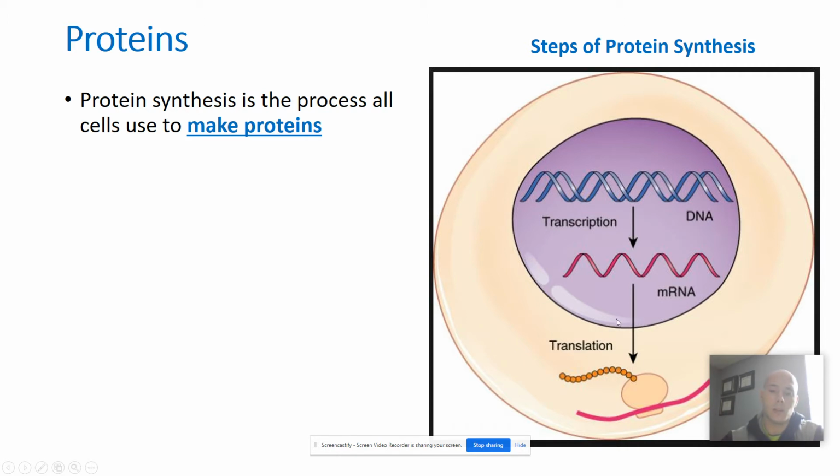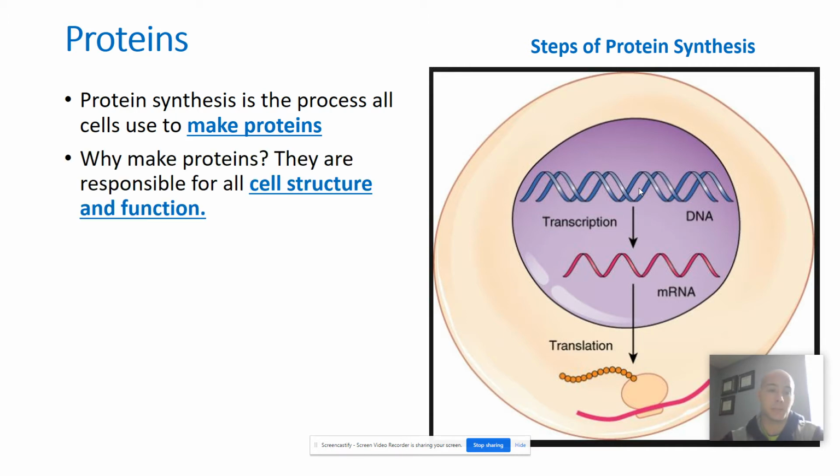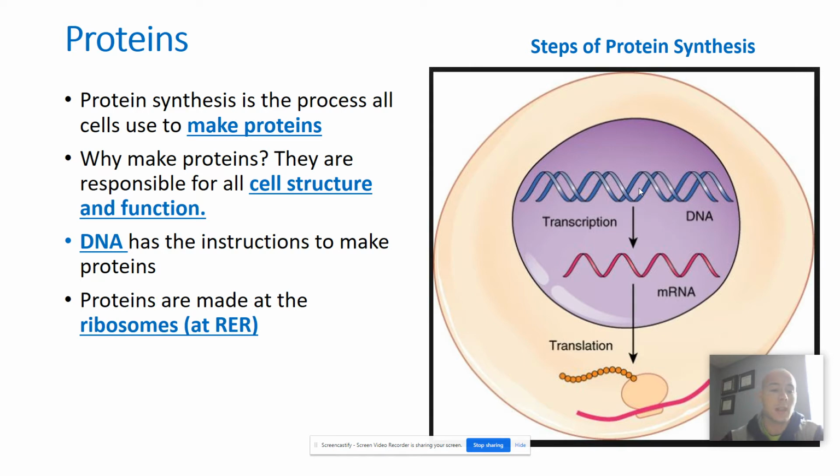Now, it's significant here because our DNA, we want to keep that in the nucleus. It's protected in there. We don't want it to leave the nucleus at all. So we create this mRNA in order to allow it to leave the nucleus, to go out to the cytoplasm where it can be translated. So again, proteins are responsible for all cell structures and functions. DNA has the instructions to make those proteins, and proteins are made at the ribosome, such as in the rough ER.